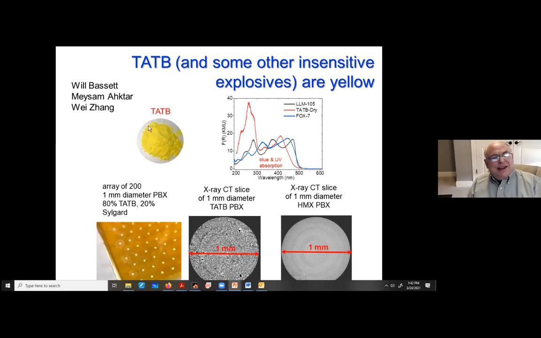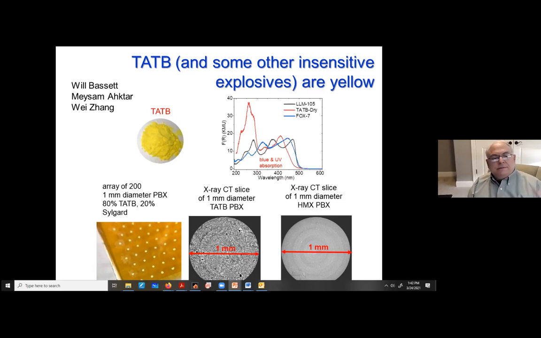The funny thing about TATB is it's yellow. And here's an absorption spectrum. TATB is the red here. So it absorbs down here, you know, in the green blue. And that means that when you're doing pyrometry, you're not going to get the expected signal in the green and blue.